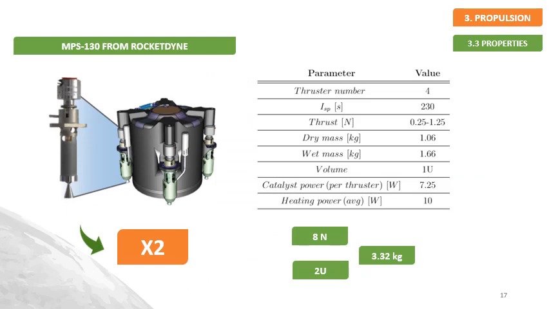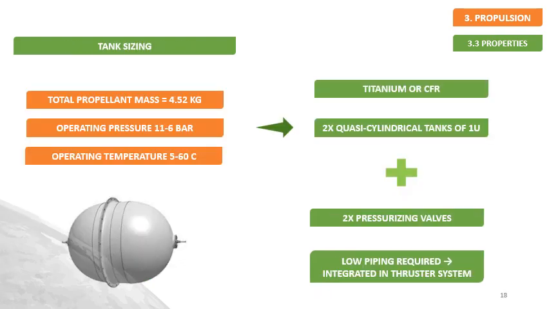2 of these thrusters are going to be included in the spacecraft, so the total 8 newtons can be reached, 4 newtons each of the systems. Its main advantage is small size, only 1 U. Finally, as all the propellant mass cannot be carried within the thruster systems, 2 additional tanks of 1 U each made of titanium have been included.